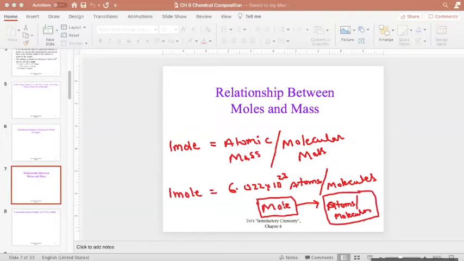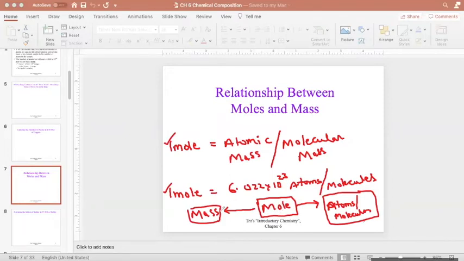Right? If you know the moles, you can convert to atoms or molecules using Avogadro's number. This is a relation between atoms and moles, or molecules and moles. And if you know the moles, you can also get the mass from the first relation. I can make a conversion factor from this relation. So if you know the moles, you can go both ways.